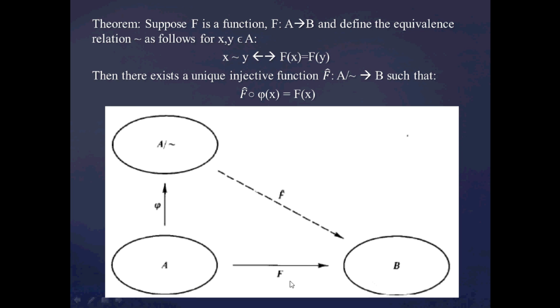So conceptually, this is what's going on here. Instead of directly mapping A to B, what I can do is I can map A to this quotient set through the canonical mapping phi, and then send all the stuff here to set B. So this is a decomposition of a function of sorts.